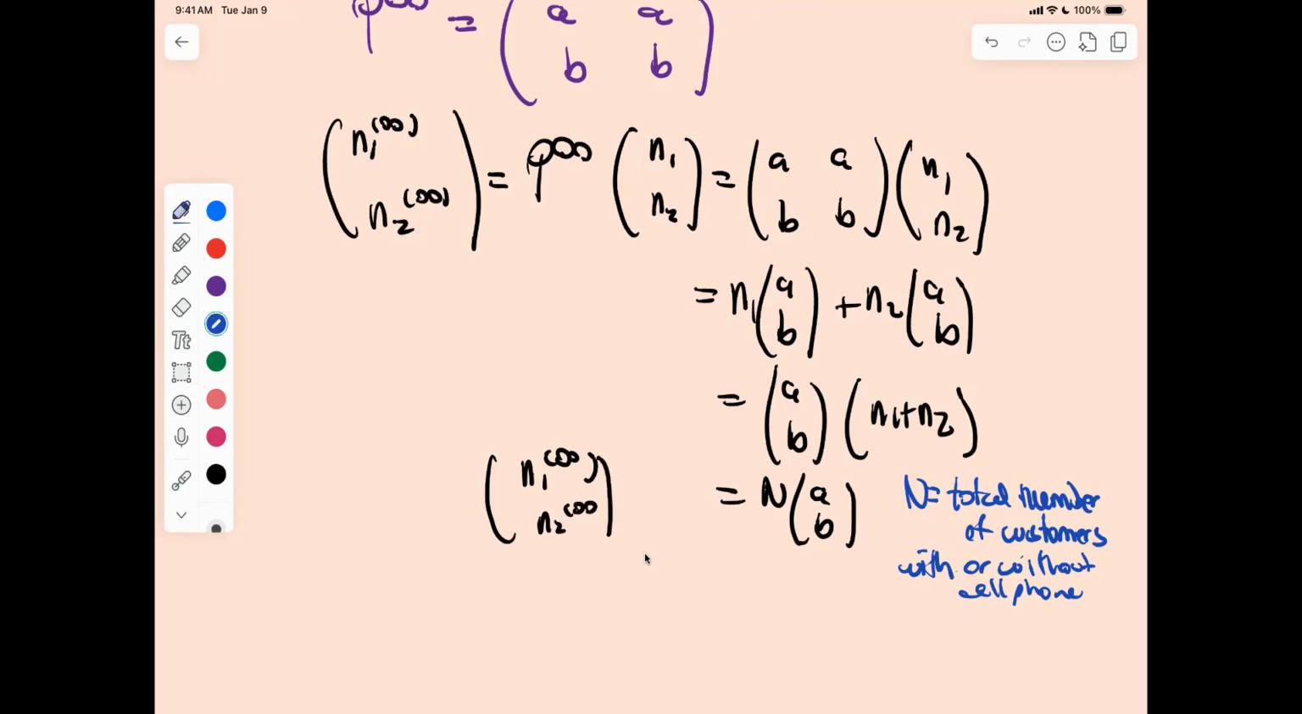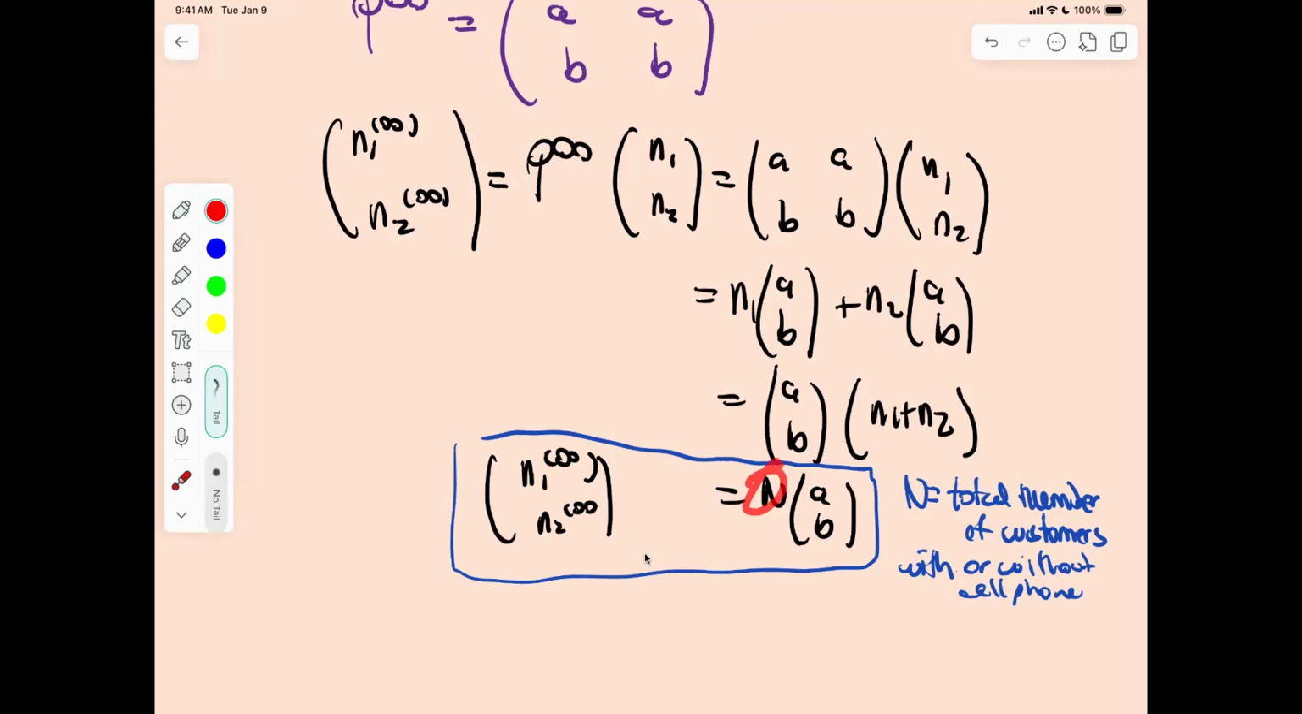The nice thing about this result is that at infinity, the populations don't depend on how many people started with a cell phone or without a cell phone. It only depends on how big the market was and the values for this particular P infinity column. It is independent of what N1 and N2 are separately. So you could have started with whatever distribution you wanted, maybe 30% had a cell phone at the beginning, 70% didn't, and then it stabilizes to a particular proportion, which is given by this column vector.